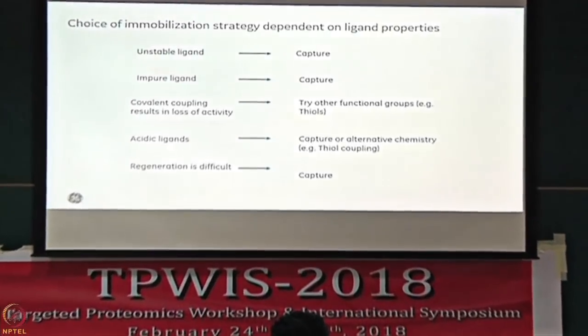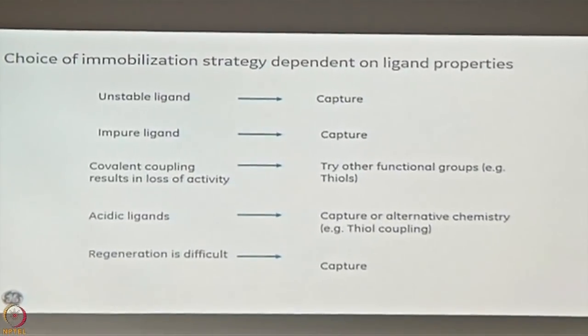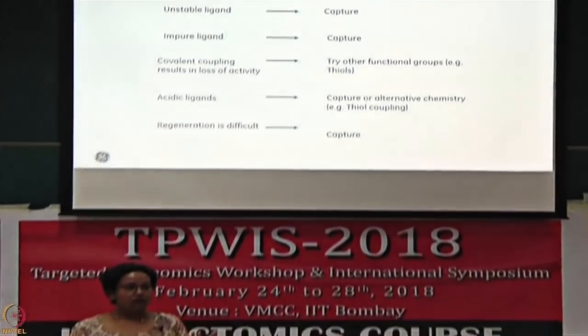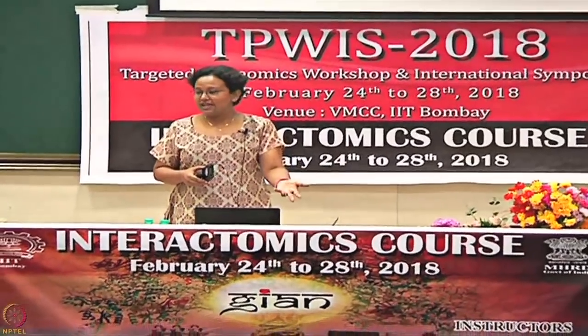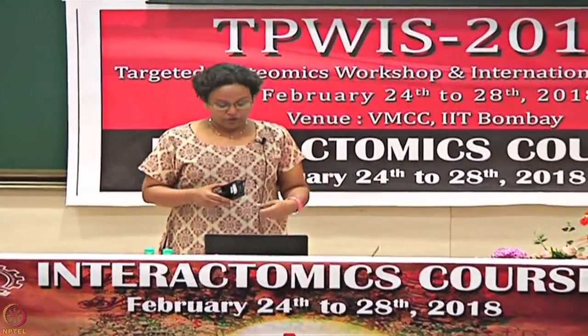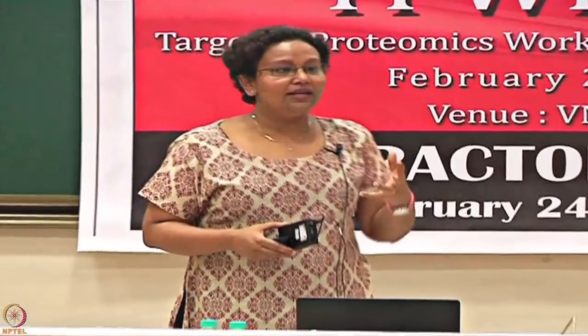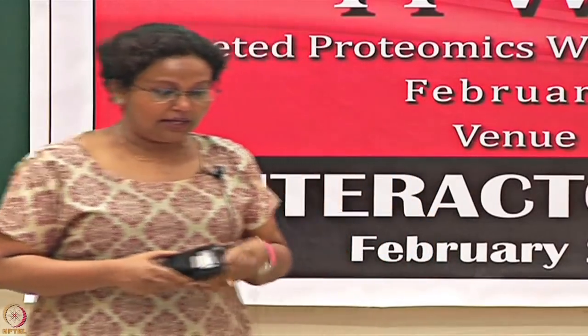Right. So if your ligand is unstable, then you would use a capture method. If you are using covalent chemistry to immobilize and your ligand loses its activity, then you would rather use a capture method. If it's an impure ligand, remember we said that your ligand needs to be very, very pure to be covalently linked on the surface. But if it is an impure ligand, then what you can do is capture it, right. So you can capture only your specific ligand.